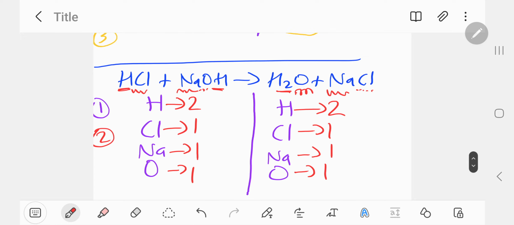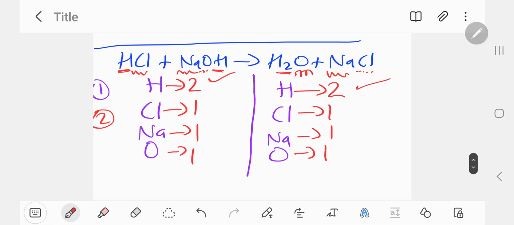What do you notice here? Tick, tick. The hydrogens are balanced. Chlorines are balanced. Tick, tick. Sodiums are balanced. Tick, tick. Oxygen is balanced. Tick, tick. Equation's already balanced. Okay, this is a trick question, and I hope they ask you this in an exam because it's very simple. So that's the idea. That's how you balance equations. You go left. You basically work your way through the recipe.